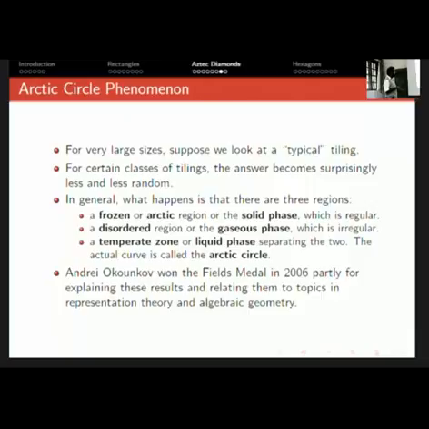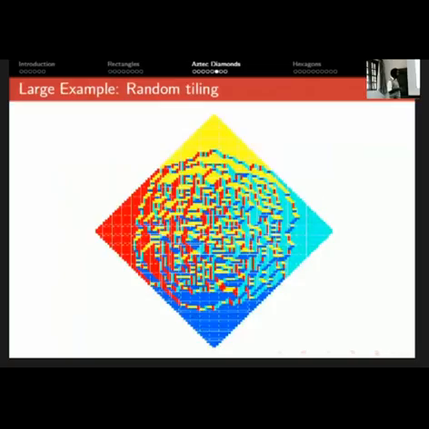Now, for certain classes of tilings like the Aztec diamond, the answer becomes surprisingly less and less random as you go larger and larger. In this example, what is happening as you make the system larger and larger, and you compress it so that you can see it inside this slide, is that there is this quadrant over here, some part of which will become frozen. With probability 1, this will be like this, even though it need not be so.